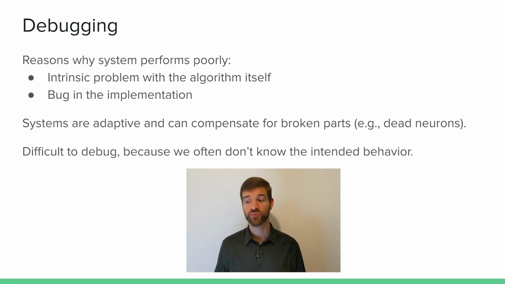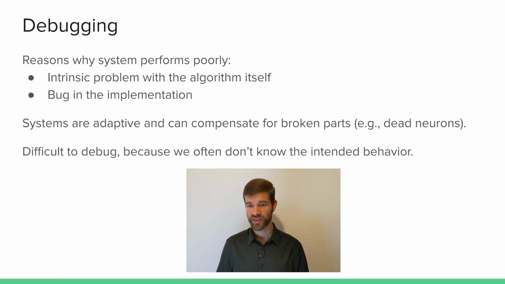When you have your network ready and you run into some issues, you should start debugging and trying to find the reasons why your system is performing poorly. And there could be intrinsic problems with the algorithm itself. For example, that you've just chosen the wrong type of layers for your problem, that you would need some sort of memory, but you're not having that because you're using a convolutional neural network. So there could be some intrinsic problems with the algorithm, or there could be a bug in your implementation. And the second thing is quite likely that you will encounter some of these in your project.